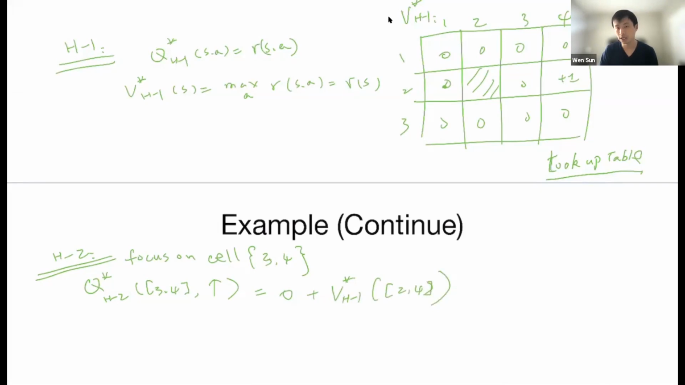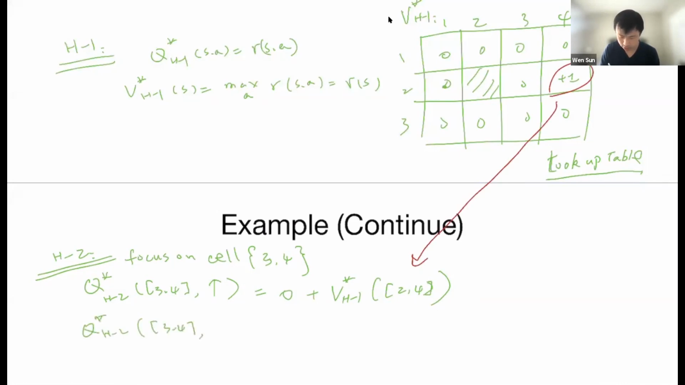Right, so now we can actually just copy the value from the previous lookup table. We can go to the previous table that we just stored, search for this value and copy it here. And we can do the same process for the other actions as well. Q star H minus 2.